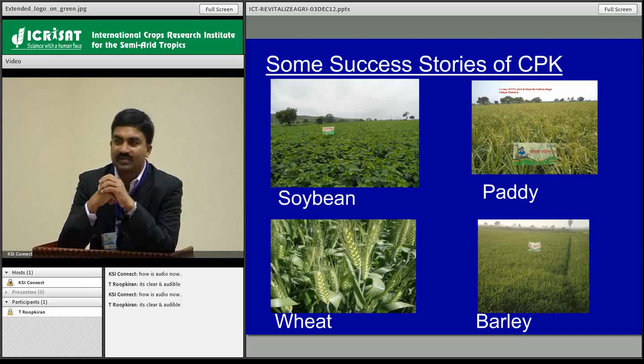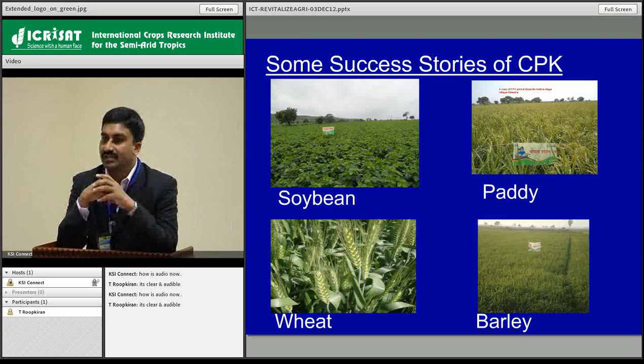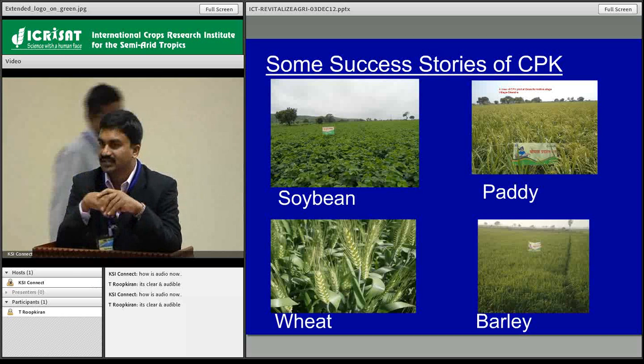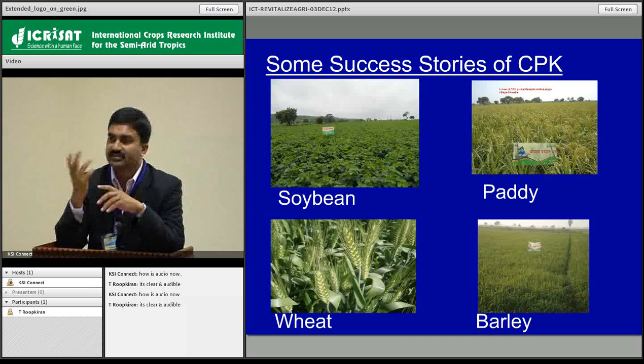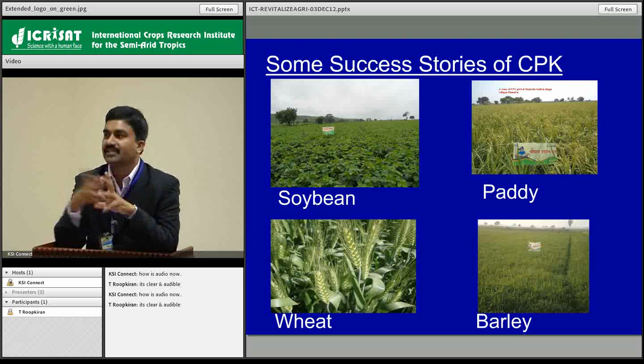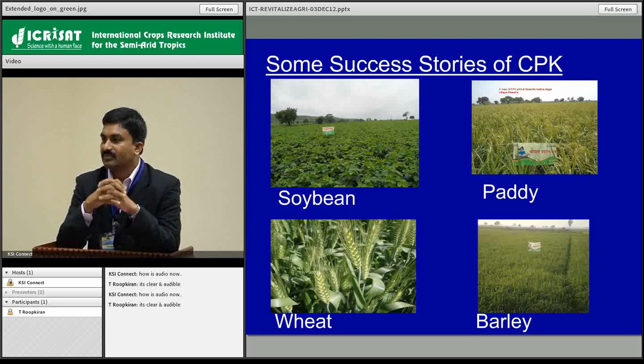When it comes to barley, this was our latest experiment last year. So we have partnered with another organization to promote a specific variety of barley. If you look at UP, 6-row barley is mostly used for animal feed, whereas we introduce 2-row barley, which is used for malting, which gives a very high value to the farmer.